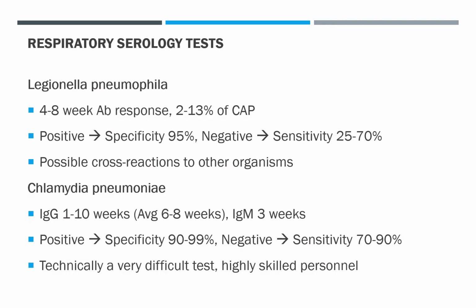Another one, Chlamydia pneumoniae. This is another potential cause of community-acquired pneumonia. The IgG response can be quicker, as early as 1 week, but as late as 10 weeks. And the data that I saw, the average is about 6 to 8 weeks to generate that antibody response. IgM can be a little bit better at around 3 weeks, is commonly available and able to be detected in the serology test.